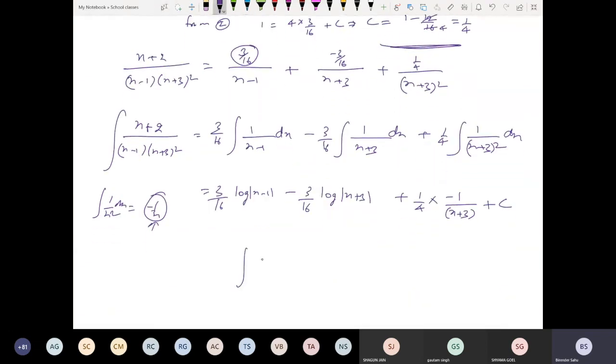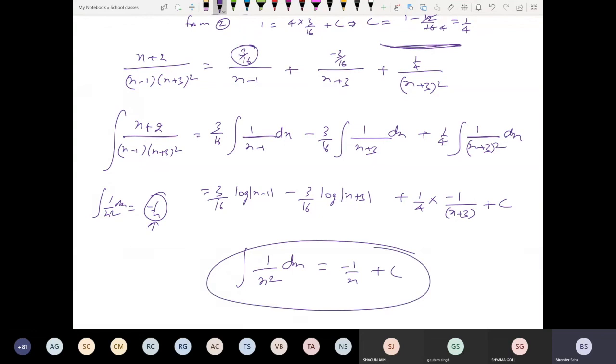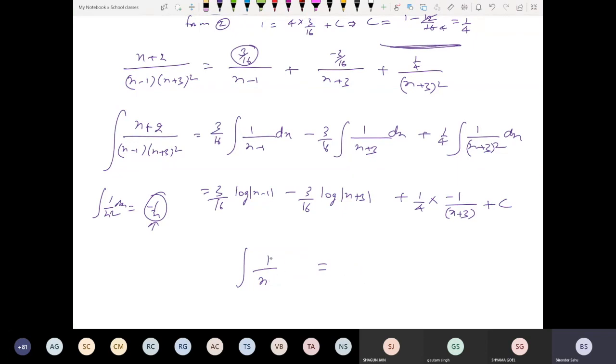What I'm saying, you can learn this also. Integration of 1 by x square is nothing but minus 1 by x plus c, as derivative of 1 by x is minus 1 by x square. So that's why we have just written here minus 1 by x. But instead of x, we are writing x plus 3. So that's why you will divide by derivative of x plus 3, which is 1. Okay. So students, this is the answer. Okay, this is the final answer.